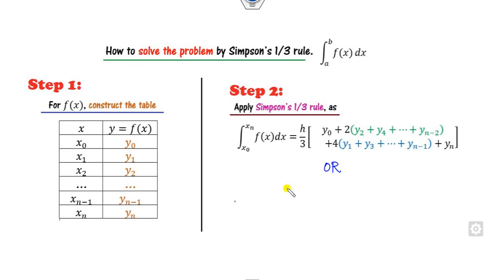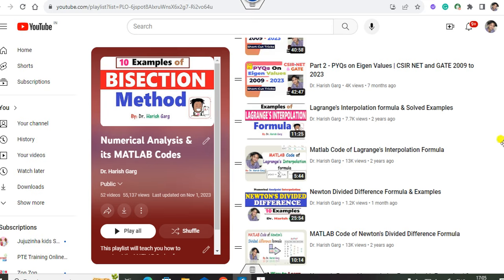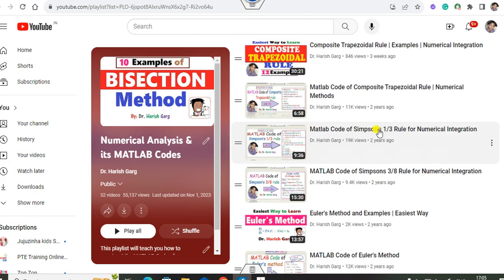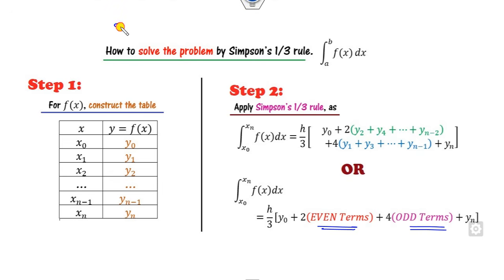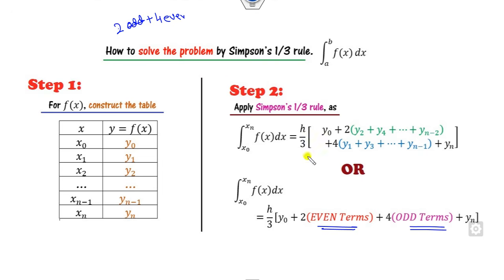How can you remember this formula? Remember, I can use this formula: it's 2, 4, and here these are the even terms and these are the odd terms. Remember students, if you watch my MATLAB code of this Simpson 1/3 rule, I have written it wrongly. In that code it is 2 times odd plus 4 times even. So you can correct it in this lecture here. It's 2 times even, 4 times odd.